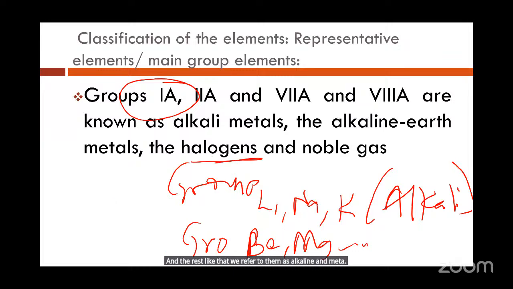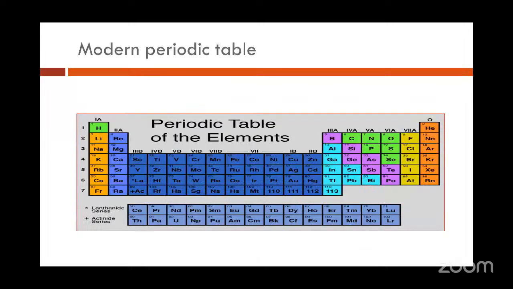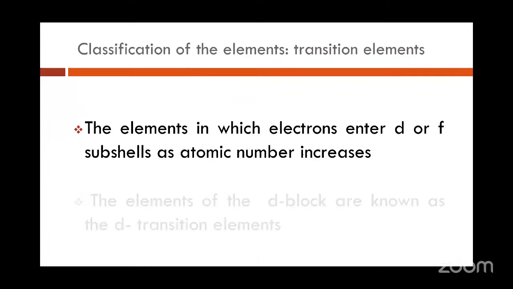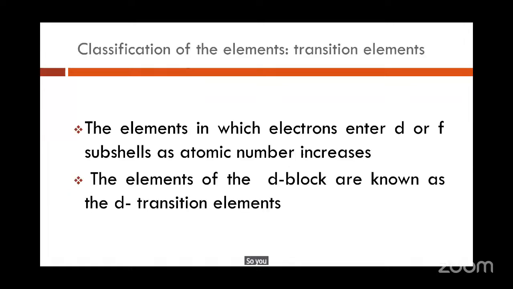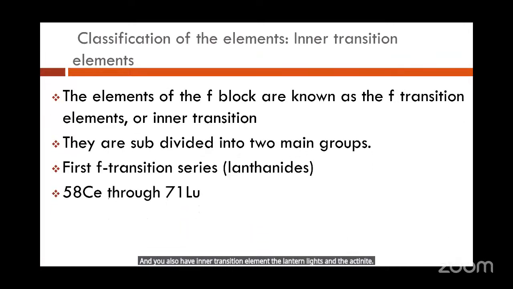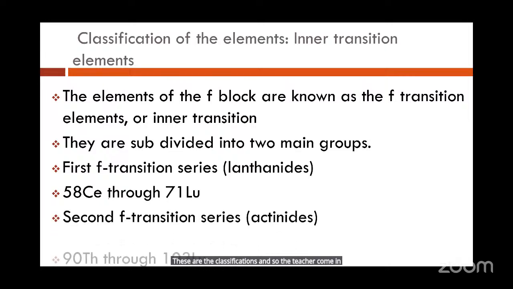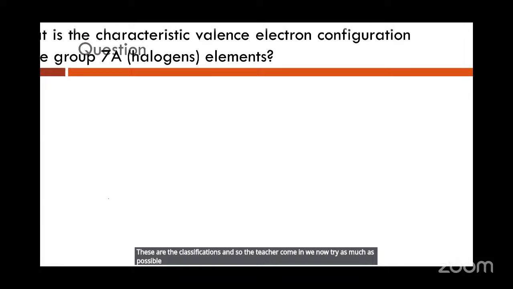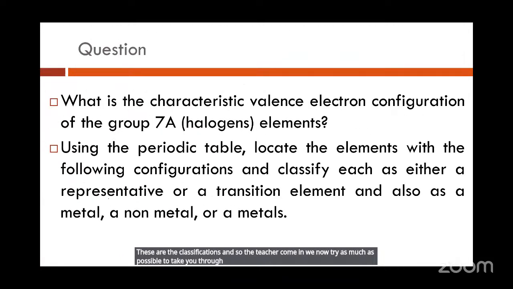And you have the halogens, group 8. Maybe one more thing before you go. So you must know all this. And the transition elements, the D block elements, and you also have inner transition elements, the lanthanides and the actinides. So these are the classifications. And so the teacher coming will now try as much as possible to take you through some of the things. It's going to continue from this information that I've given you.